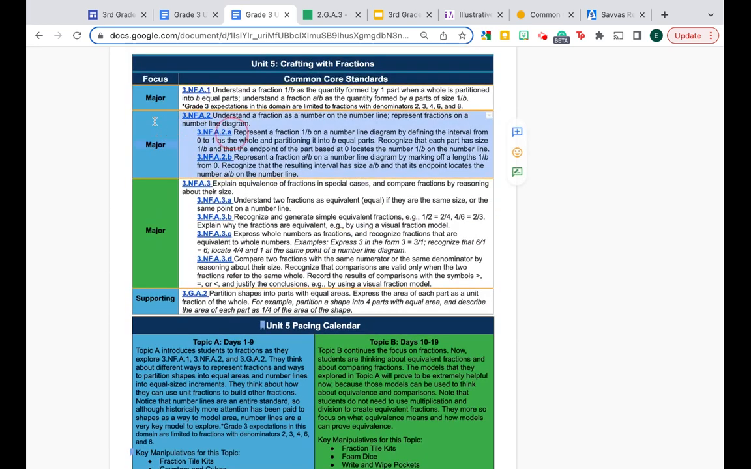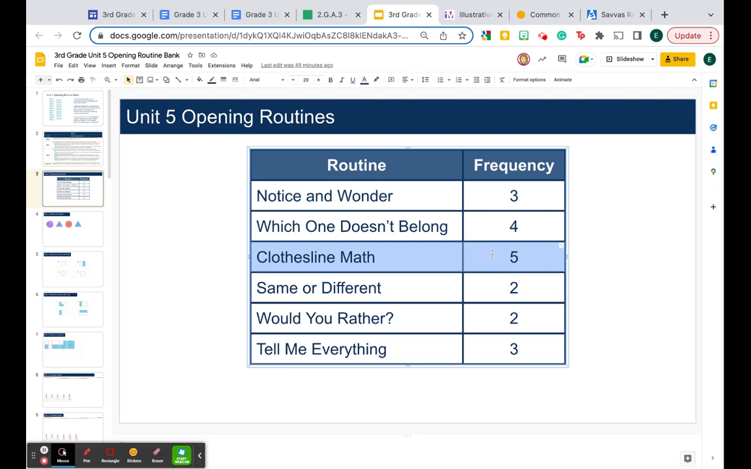One last thing I want to point out. There is an entire standard in third grade all about number lines. I think we're always really tempted to focus on fractions with area models and tiles, but number lines are a critical representation. There is a whole standard devoted to them. So make sure you don't skip over that. It's really, really important. And when we go to our opening routines for this unit, that's why we have a lot of clothesline math. It's a really great routine to reinforce number lines.